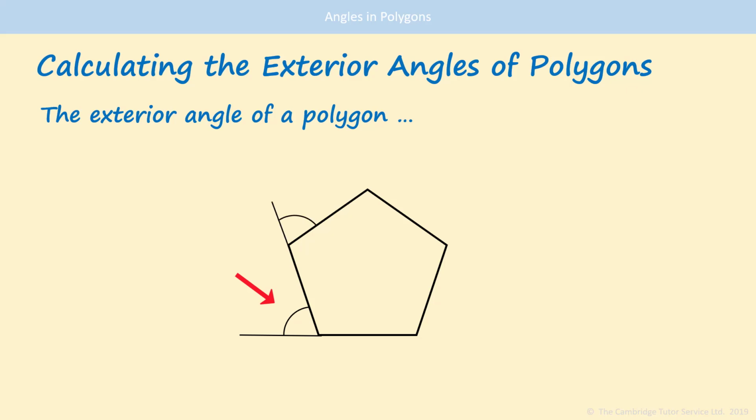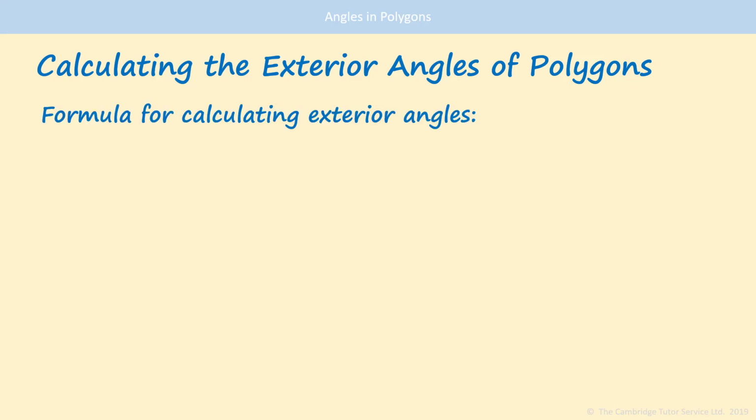So any of those sides, you find the exterior angle by extending the line of one of the sides and forming an angle that joins it back to the shape. The formula for calculating exterior angles is nice and straightforward. It's 360 divided by the number of sides.